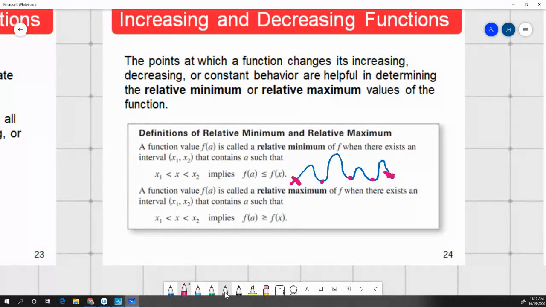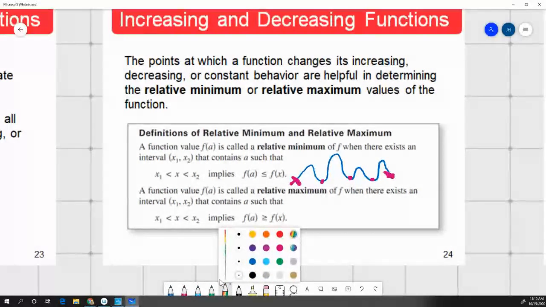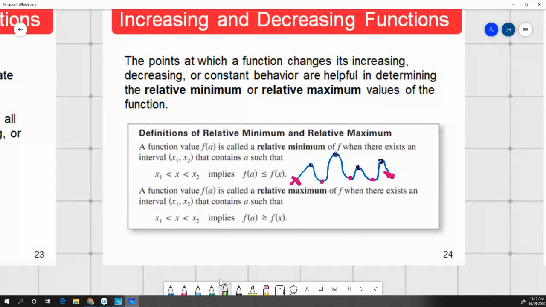In that respect, we can say the same thing for our relative maximums. When we're going from increasing to decreasing, we're going to have these points here that will be what we call our relative maximums.